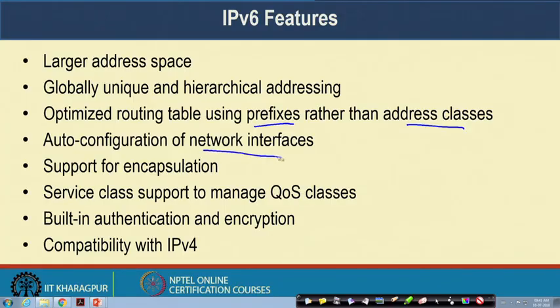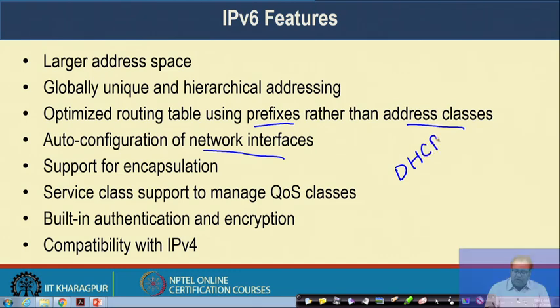Then there is the feature of auto configuration of network interfaces. That means whenever you make a device live, the network interface can automatically get an IPv6 address. Whatever we were doing in IPv4 with the help of DHCP, the dynamic host configuration protocol, the same thing is implemented in IPv6 with the help of auto configuration, and that became a part of IPv6 rather than a different protocol like DHCP, which was needed in IPv4.